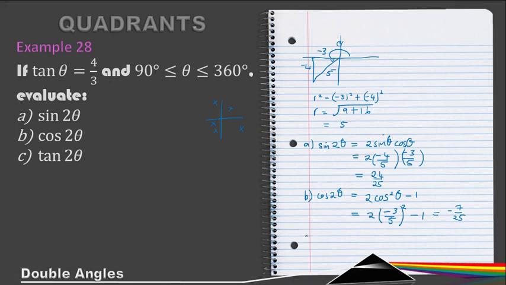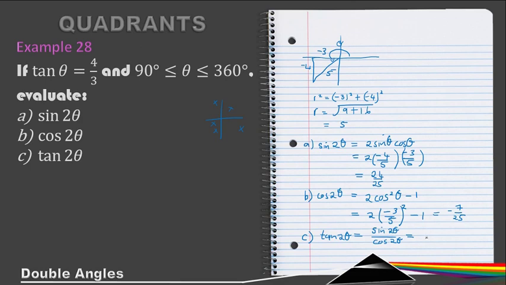And then finally for C, we need to calculate tan 2 theta. Now, the formula for tan 2 theta is not in the high school syllabus. So what we're going to do is remember the identity that says tan theta is equal to sine theta over cos theta. So we're going to write tan 2 theta is equal to sine 2 theta over cos 2 theta. And then we replace our values that we just found for these two.